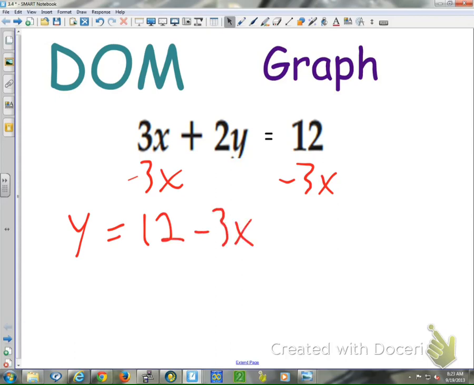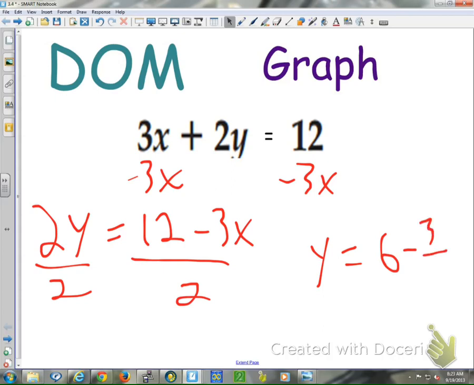I know a lot of people really like for the slope to come first, so you could have done that. Yeah, divide by 2. And what's that be? y equals 6 minus 3 halves x, or negative 3 halves x plus 6, if that's your thing. Now, to graph that, let's see. Does anybody need me to leave that work on the board for a moment?